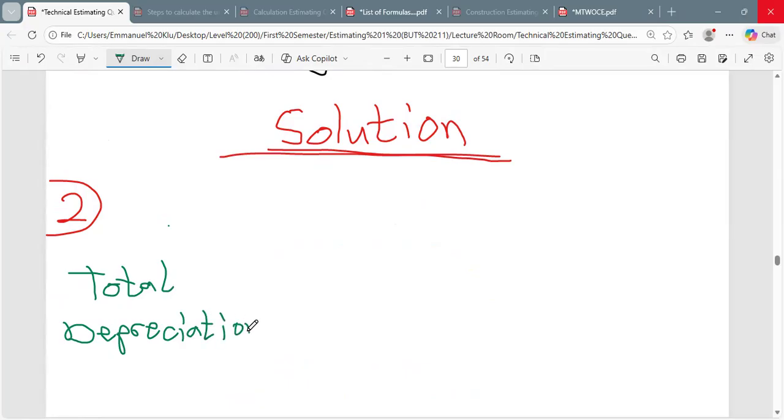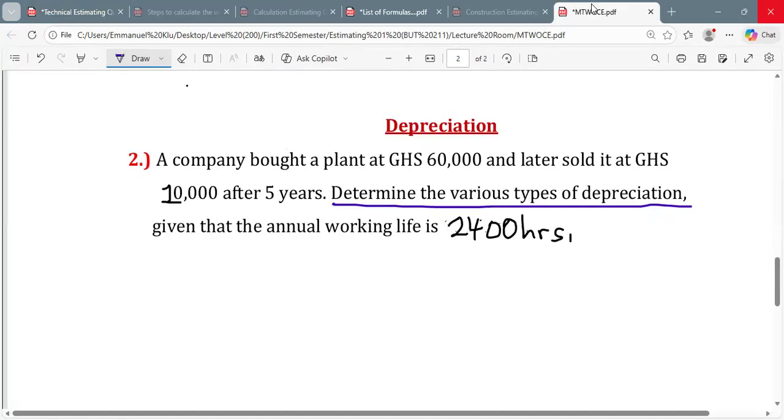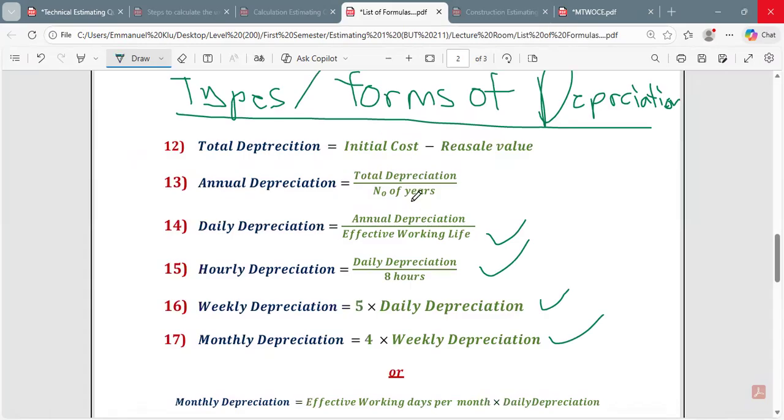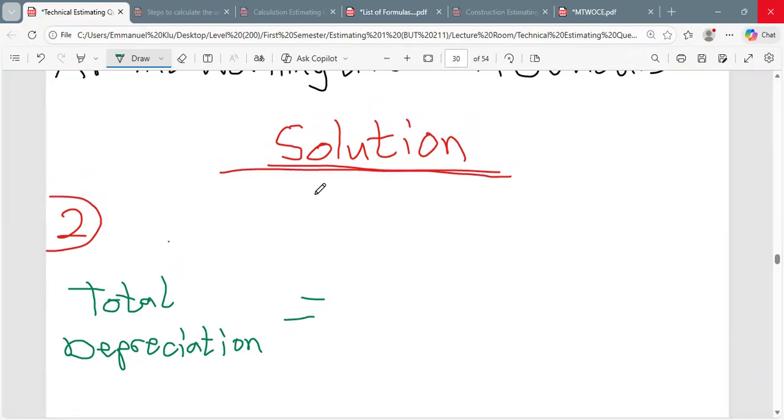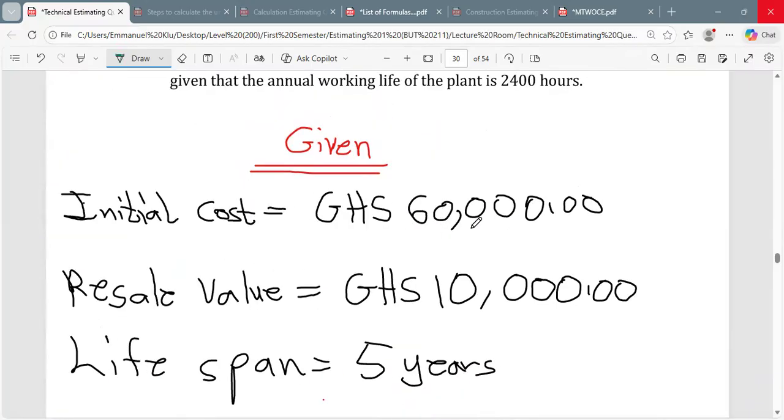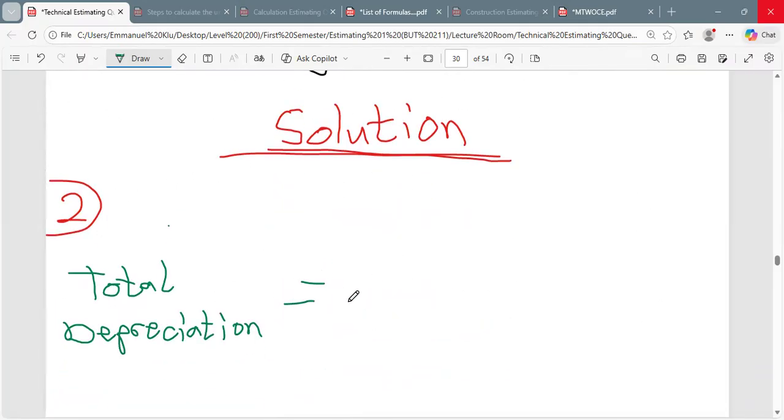And the total depreciation is equal to, look at the formula. What is the formula for the total depreciation? Initial cost minus resale value. Okay, good. And what is our initial cost over here? Our initial cost is 60,000 and our resale value is 10,000. So let's do that together.